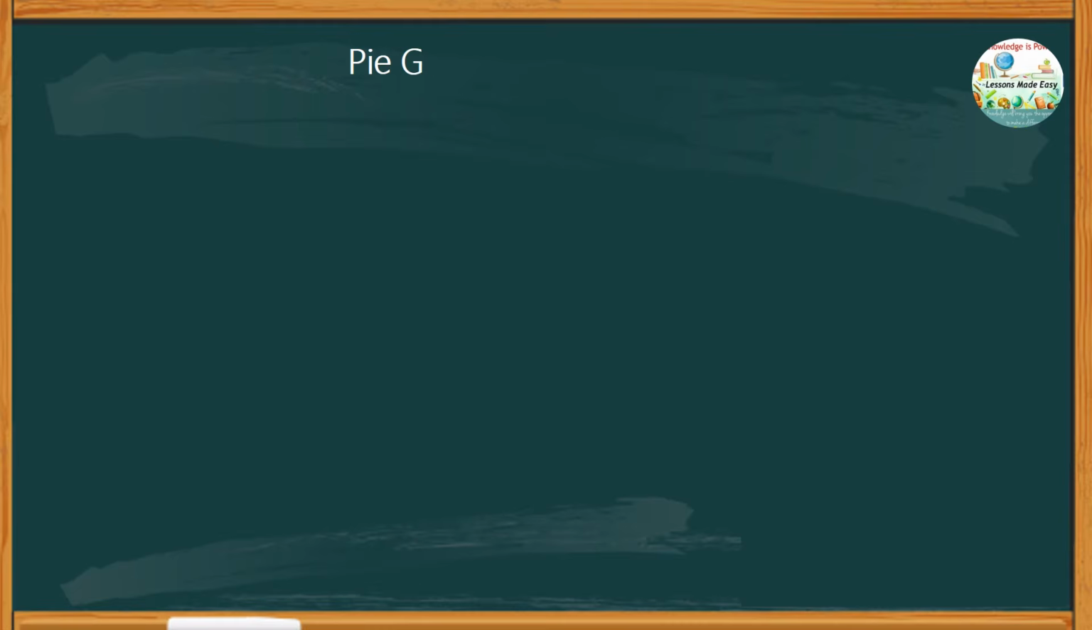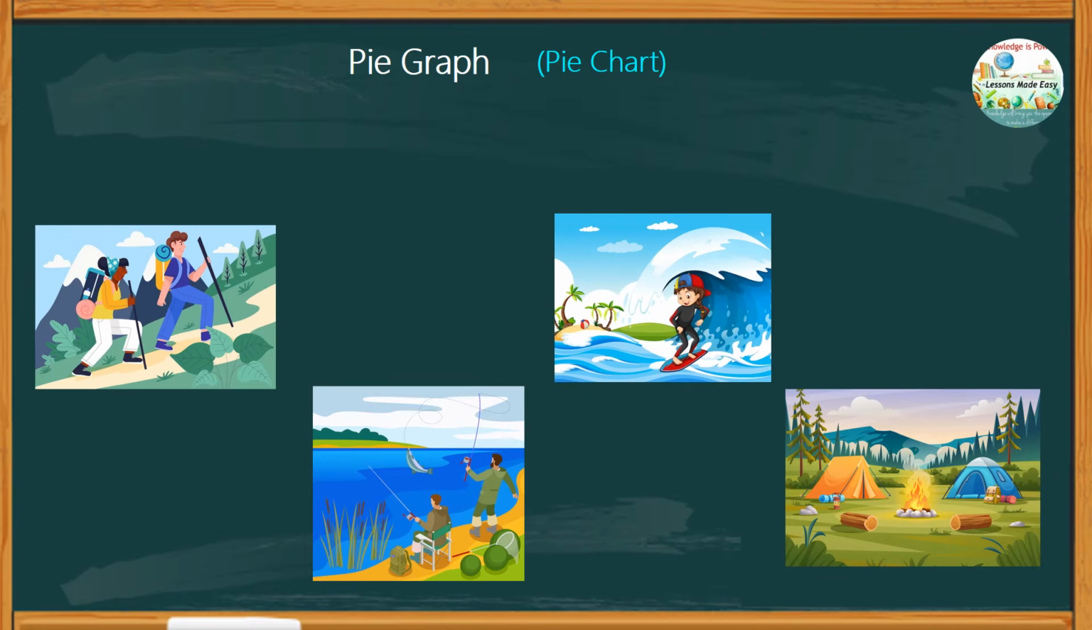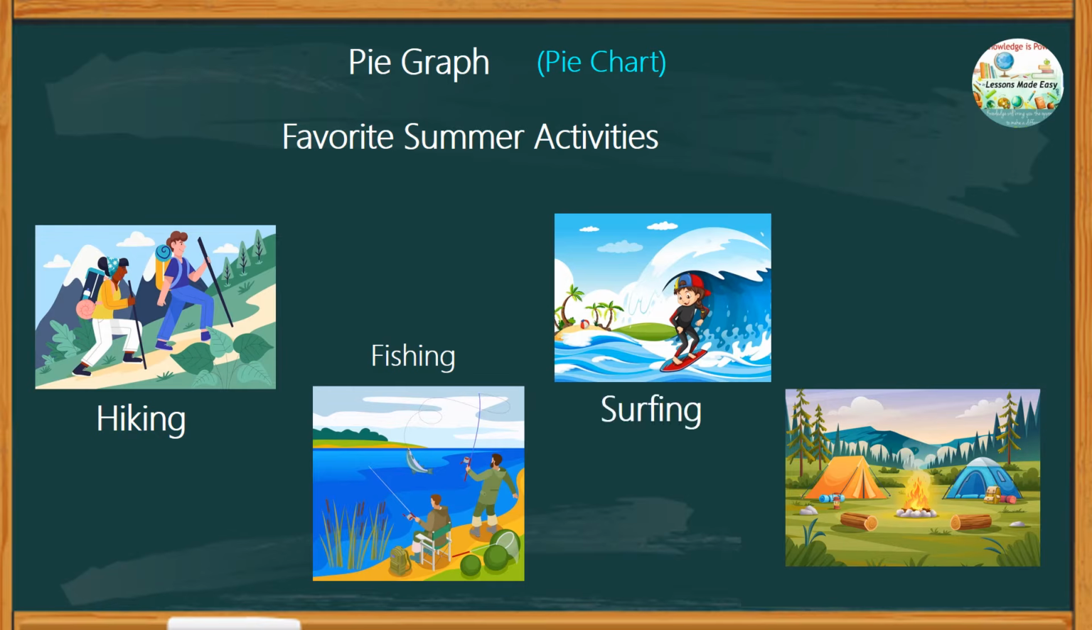Let's create a pie graph or a pie chart based on this information about the students' favorite summer activities such as hiking, fishing, surfing, and camping. Suppose 5 students liked hiking, 3 students for fishing, 2 for surfing, and 10 students preferred camping. How do we create a pie chart for this?